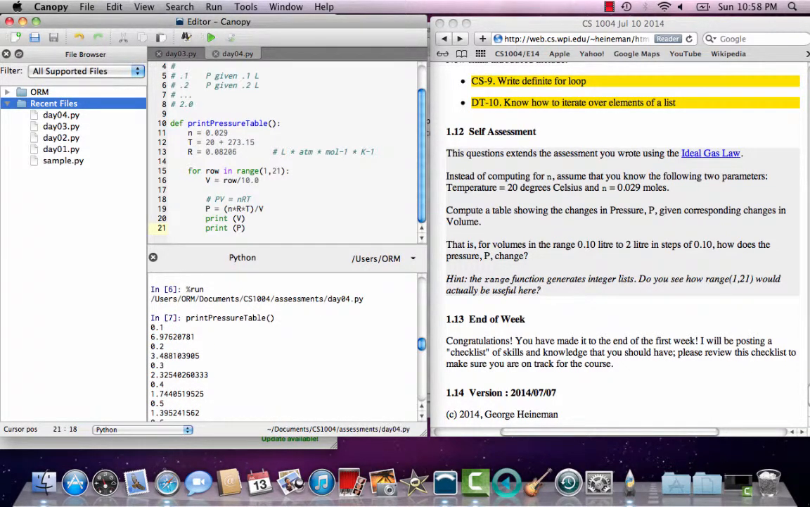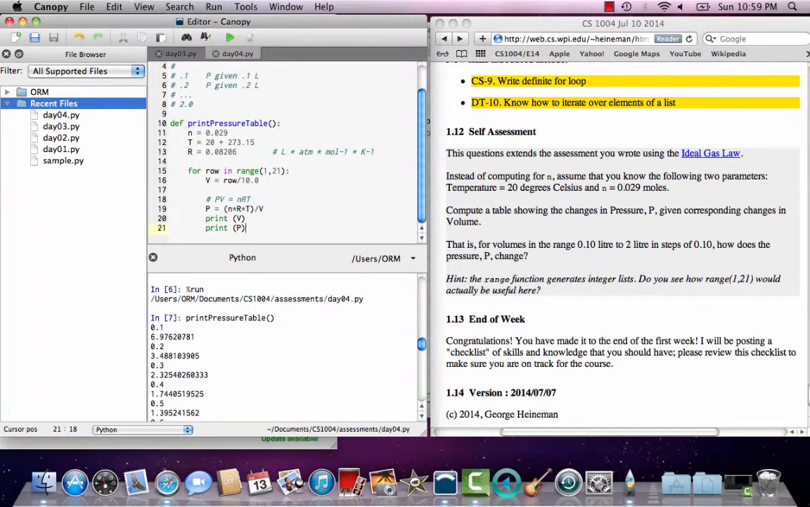It looks close. It says, well, look, if 0.1 is the volume, its pressure is 6.9. When the volume gets to 0.2, the pressure goes down. When the volume is increasing, the pressure goes down some more. But these are printing on alternating lines, and that's not what I want. I want a table that has two columns showing me the volume in the left column and then the pressure in the right column. What I want to do is put these together.